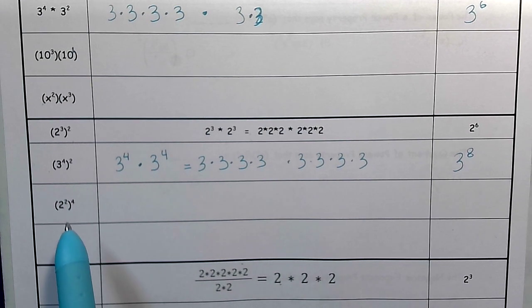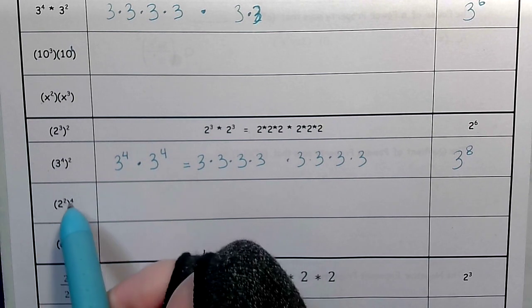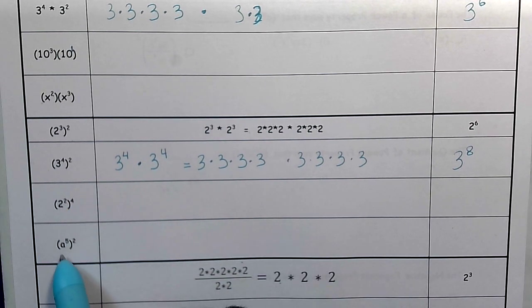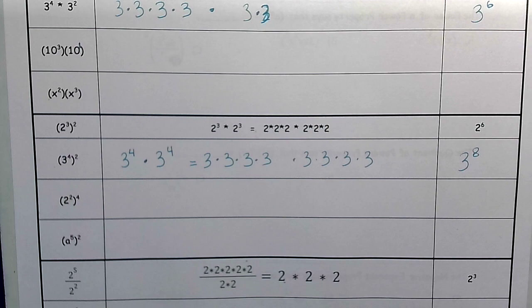So again, go ahead and do these next two following the same idea. So this is going to be 2 to the second multiplied by itself 4 times. This is going to be 8 to the fifth multiplied by itself 2 times. Go ahead and pause now and do that.